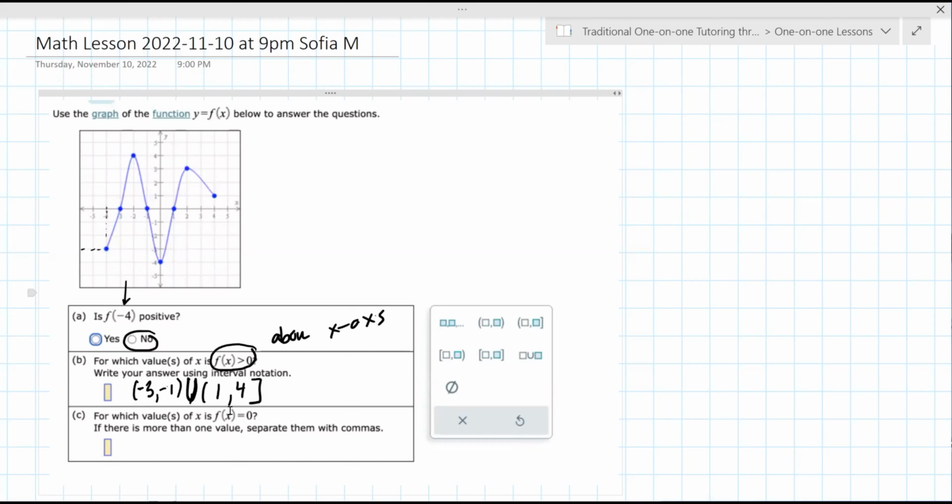And then for the last one, it's just, where does it hit the x-axis? Where does it cross or touch? So we have -3, -1, and +1.